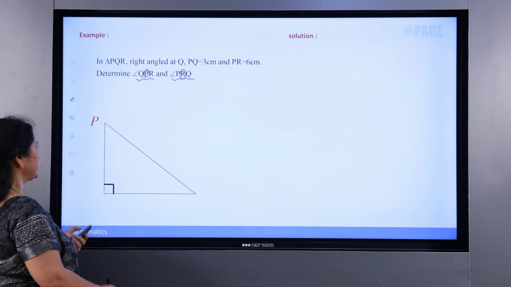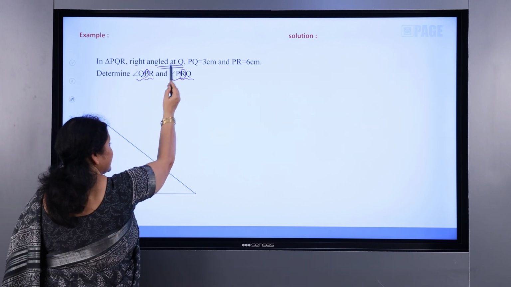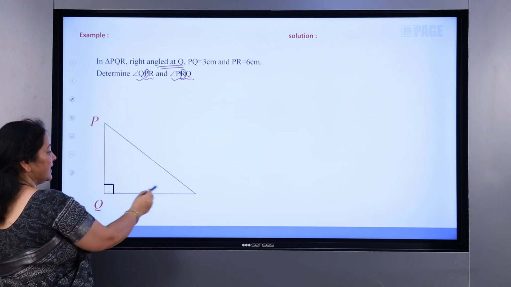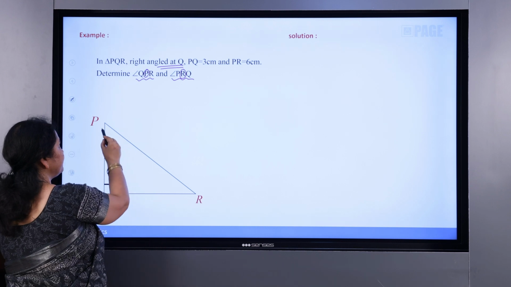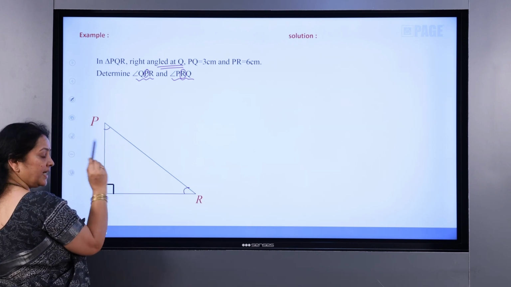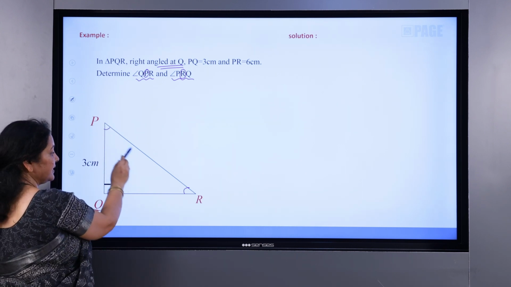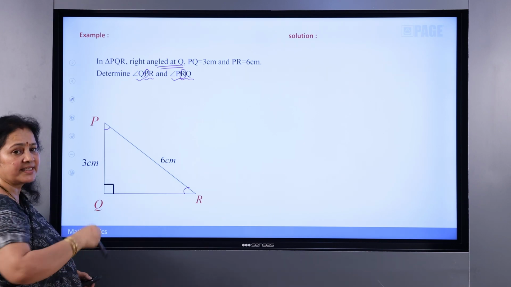Let's represent this point as P. It's already given that it is right angled at Q. So I'm just writing this here and let this be R. Now you need to find out this angle and this angle. What are the other conditions given to us? PQ is given to be 3 centimeters and PR is given to be 6 centimeters.